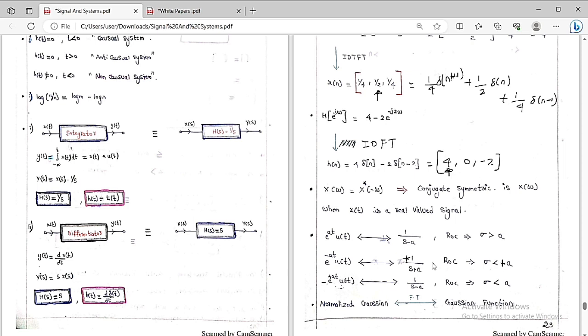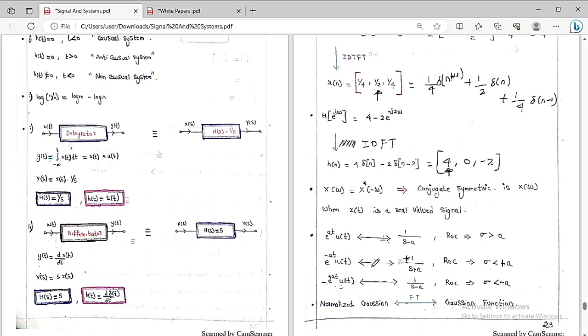So now what will I do? It is very simple. Here, for this one, I will replace t by minus t, and I am going to get e to the power of at into u of minus t. Just wait a second, I will explain this concept. Let me discuss this concept here again. e to the power of at into u of t has the Laplace transform 1 by s minus a, with an ROC sigma greater than a.